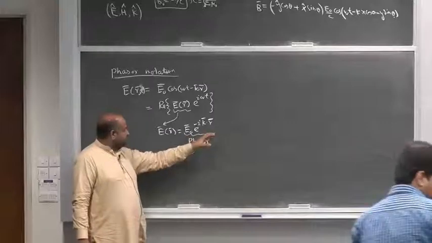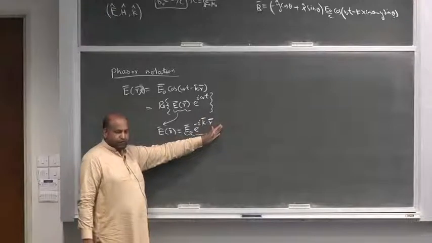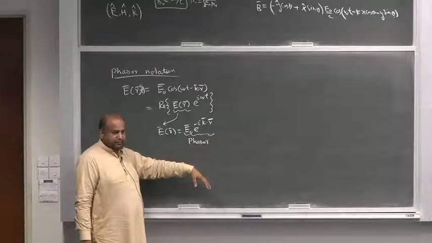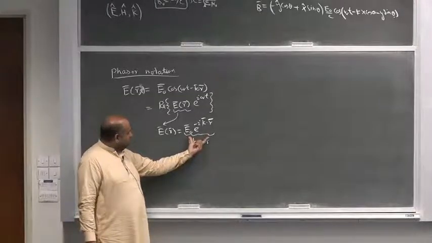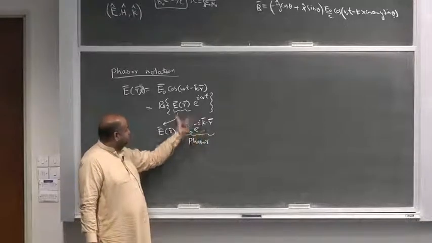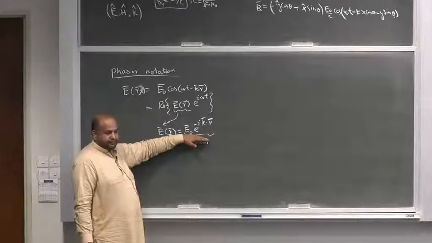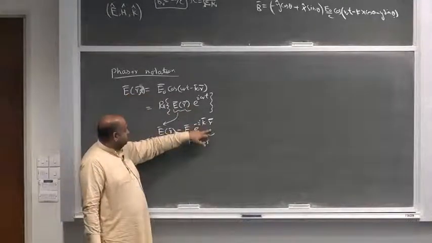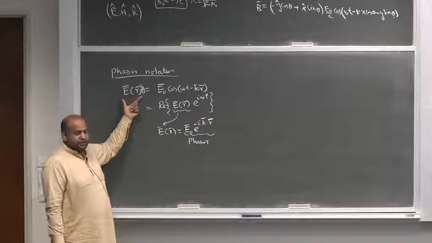In some books, you see exponential iota omega t written as well, but you don't have to write that because that just keeps going along with all the equations. So it's redundant. So this is the notation that we have introduced to work with. Whenever we are going to do the computations, we are going to use this expression instead of this, but we have to remember that this is not the electric field. Whenever you want to get the actual electric field, you multiply it with the exponential iota omega t factor, take its real part, and that will give you the electric field, because the electric field is a real quantity.